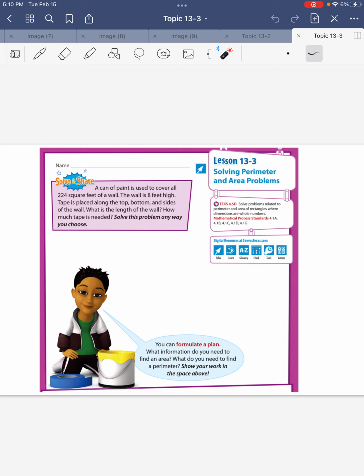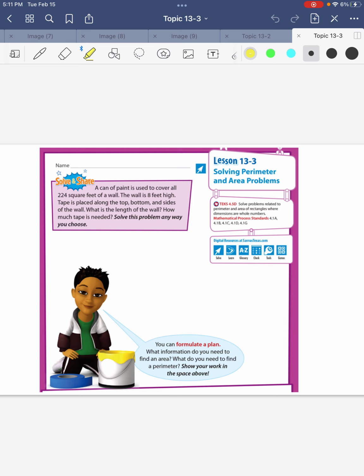So my problem says, a can of paint is used to cover all 224 square feet of wall. The wall is 8 feet high. Tape is placed along the top, bottom, and sides of the wall. What is the length of the wall? How much tape is needed? Okay, so let me draw out everything they're telling me.